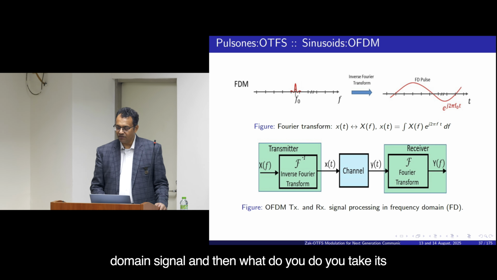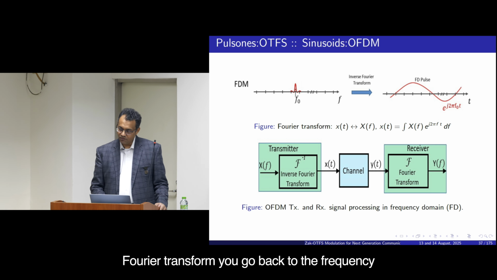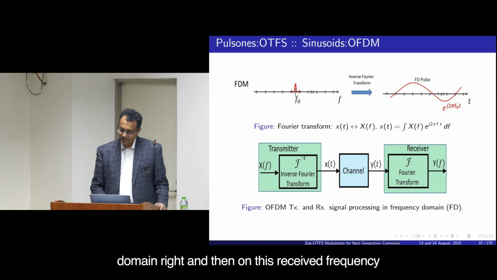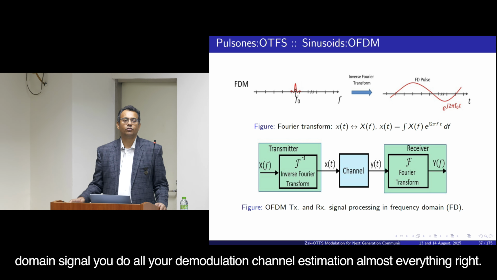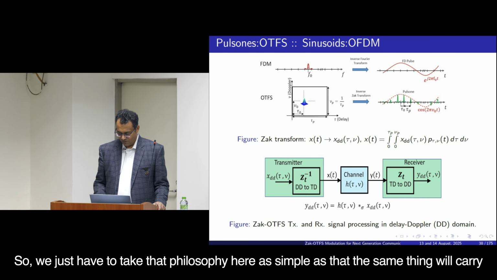At the receiver you receive a time domain signal, and then what do you do? You take its Fourier transform, you go back to the frequency domain, right? And then on this received frequency domain signal you do all your demodulation, channel estimation, almost everything, right? So we just have to take that philosophy here, as simple as that. The same thing will carry over, right?